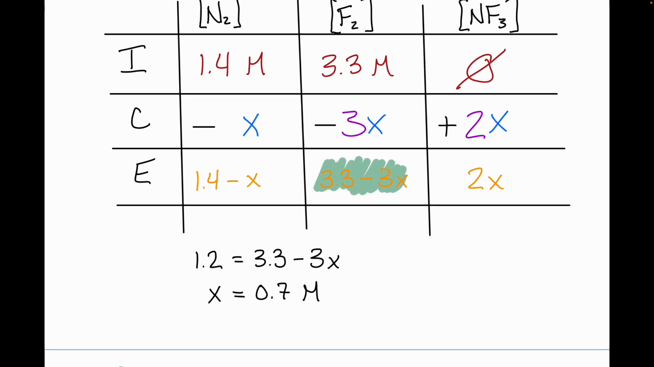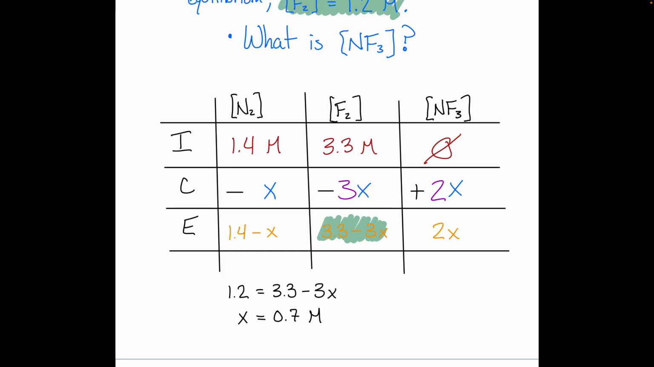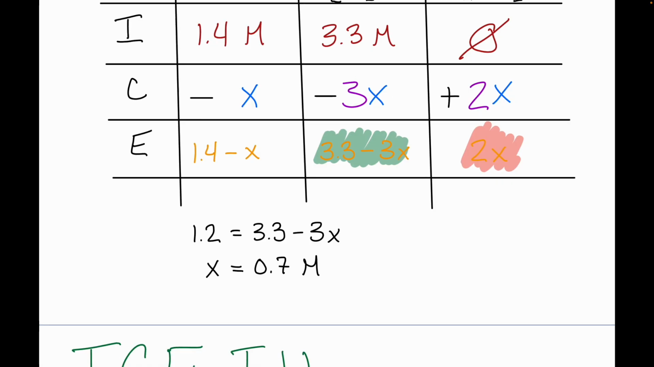To finish this problem off, what I wanted to know is what the concentration of my product is at equilibrium. So it's not going to be x, but rather 2x. The concentration of NF3 is equal to 2x, or equal to 1.4 molar.